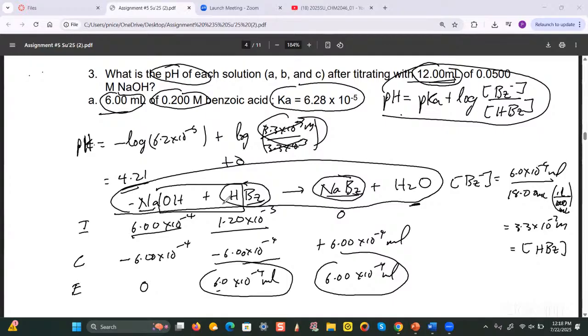Sodium hydroxide was a strong base? Yes, a strong base. Strong base and a strong acid. Well, the acid is weak, but still, the reaction is going to take place in one direction. It's not going to be an equilibrium situation. All right? Okay, any other questions about this one? Any other questions out there in Zoom?